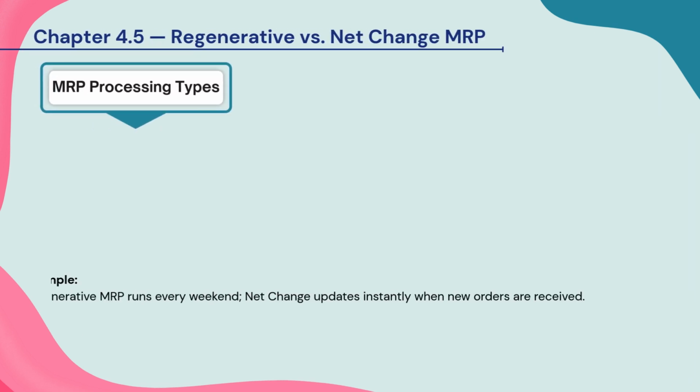This slide compares the two MRP processing types, regenerative and net change. Regenerative MRP recalculates everything from scratch, best for simpler systems with scheduled, for example, weekly updates. Net change MRP updates only the items affected by changes, ideal for real-time, complex environments. Example, regenerative runs weekly, while net change updates instantly when new orders arrive.